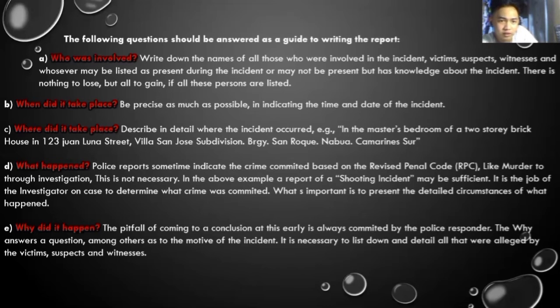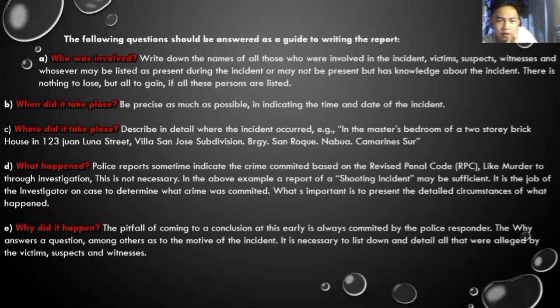When did it take place? Be precise as much as possible in indicating the time and date of the incident. Kailangan may exact date ng pangyayari ng insidente. Kahit hindi mo alam, dapat tiyak ka sa oras na yun.